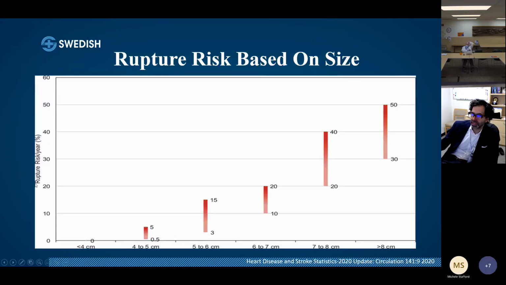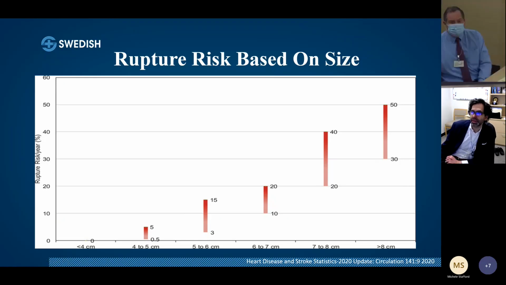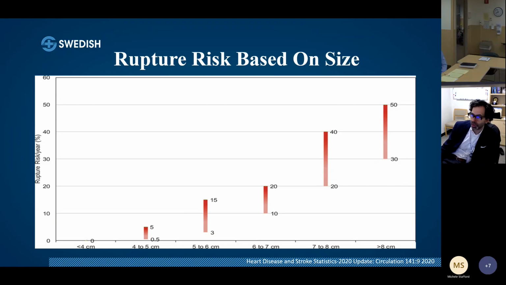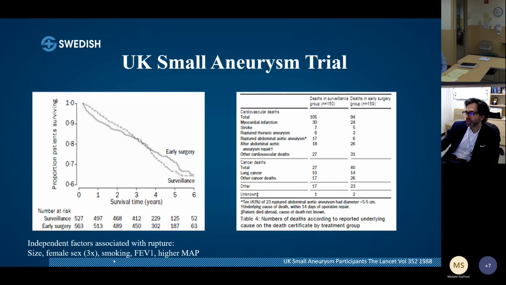When you look at rupture risk, it starts to go up right around 5.5 centimeters, and that's generally the accepted size for repair in men. Women are a little bit lower, at 5 centimeters, because their natural aortic size is a little bit smaller. This is just looking at the UK small aneurysm trials. So if you find a smaller aneurysm, why not fix it sooner? The answer is that these patients have comorbidities that cause them to expire of other causes, and really surgery versus surveillance kind of equalize moving forward.